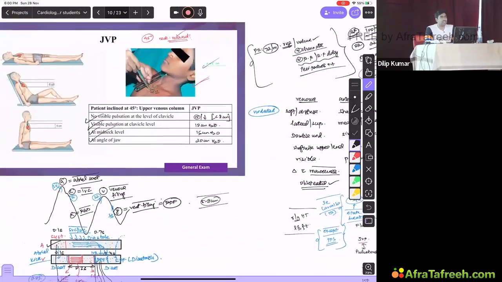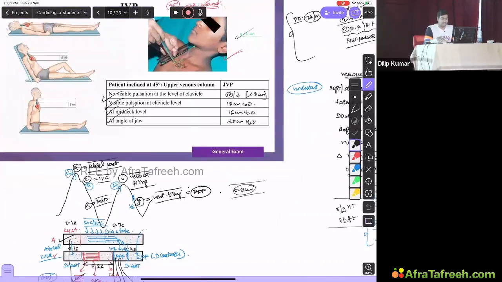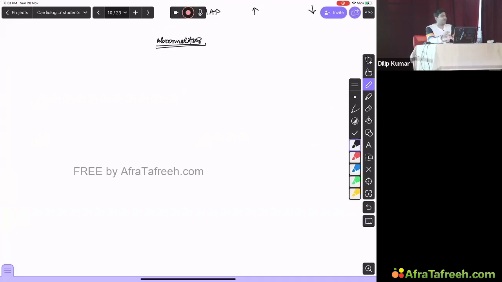Okay, do you understand this? Now let us move on to the abnormalities. First, let us see the abnormalities of the ascents. Very few things only they will expect you in exam. Okay, that much only I'm going to say.